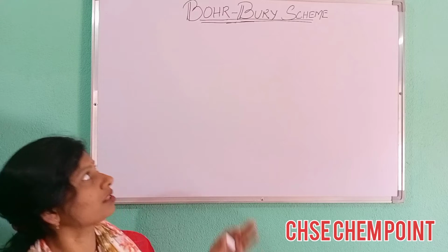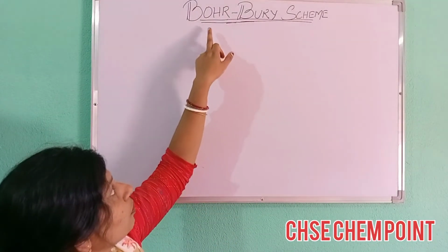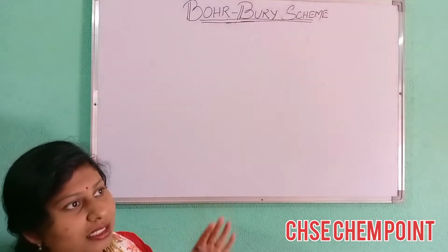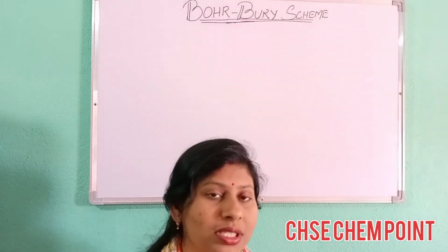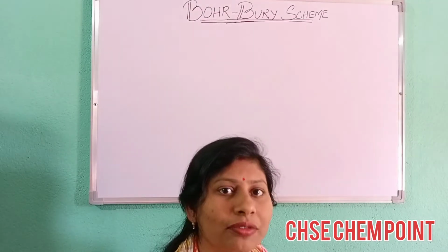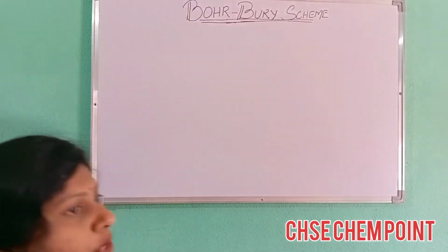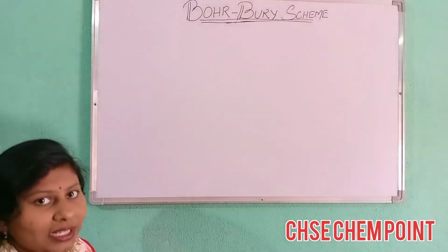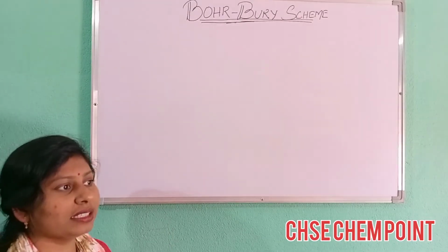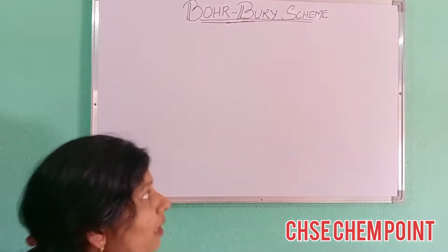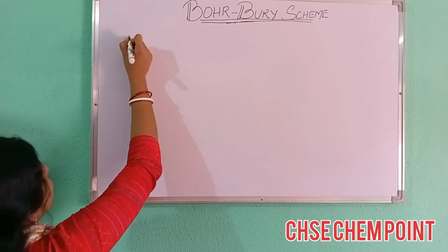Today we are going to discuss the Bohr-Bury scheme. In this scheme, Bohr and Bury, these two scientists, told about the distribution of electrons of an atom in different cells or different energy levels. How to distribute electrons in different cells, we can know from the Bohr-Bury scheme. It contains three major rules. One by one we will discuss. So let's start.